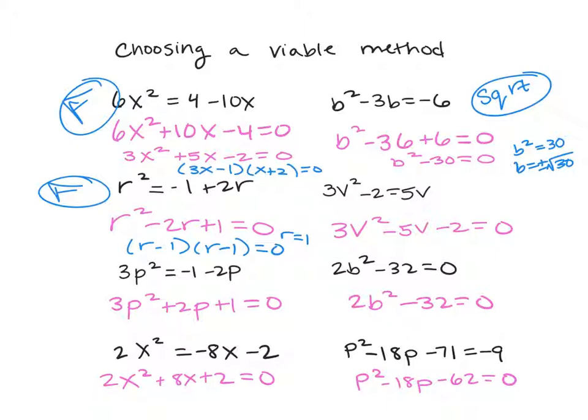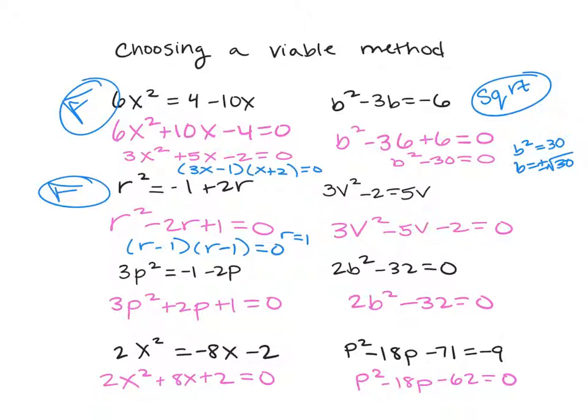Now looking at the next one, 3v squared minus 5v minus 2. I know that I can't solve by square rooting because I have this b term, negative 5v. I can't solve by completing the square because I don't have an a value of 1. So factoring or quadratic formula are my only two options. And I do think this one might factor. It's very similar to this other one that we have right here.